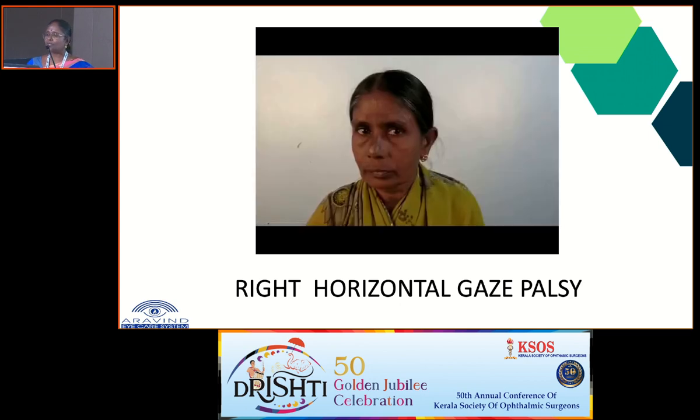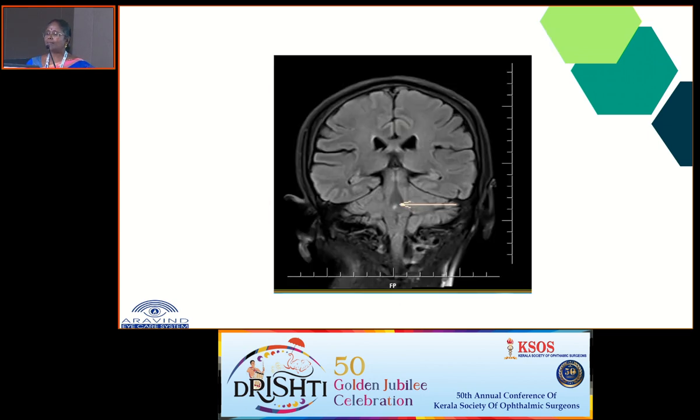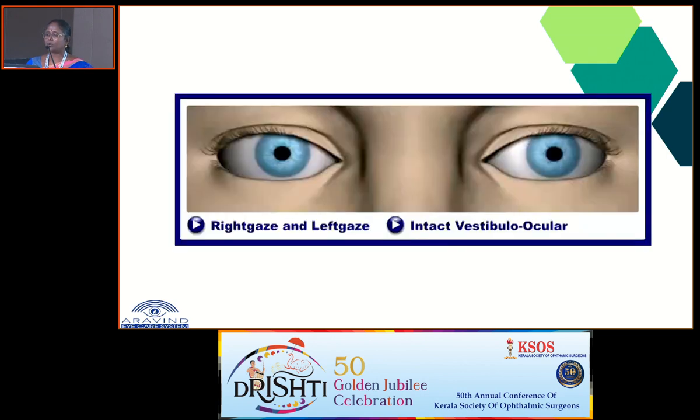This is at the level of the nucleus. So you have a lacunar infarct in the parapontine formation. This is a PPRF. If you can see how it is differentiated from a nuclear lesion. The right gaze is not there. To the left, the eyes are moving.